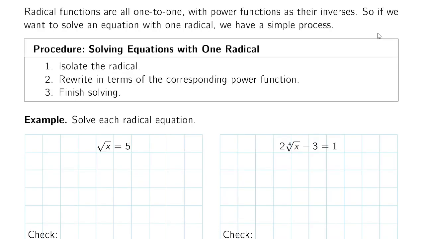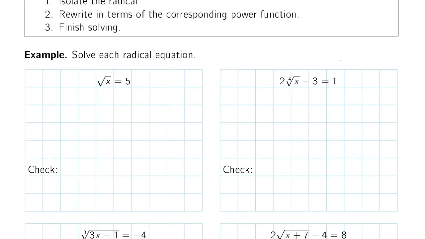So as our simplest example, we have the equation square root of x equals 5. Remember, if there isn't an index, the index is invisibly 2. The equation square root of x equals 5 means the same thing as x equals 5 squared. And then we just work out 5 squared, x equals 25. And that's our solution to this equation. It only has 1 because the radical function is 1-to-1.